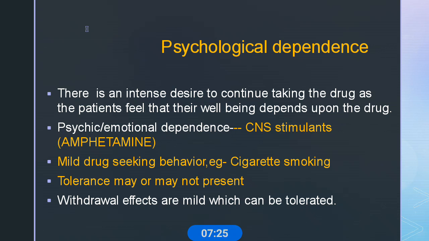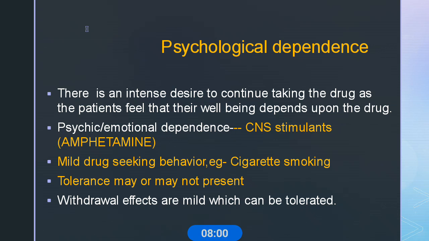This is also called psychic or emotional dependence. The best example is the CNS stimulant drug amphetamine. Amphetamine mainly produces psychological dependence, but there is very little or no physical dependence. Amphetamine abusers are generally teenagers. They first start for pleasure and take it orally, then gradually use IV injection and gradually increase the doses.